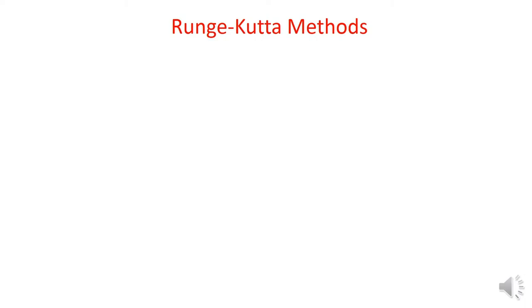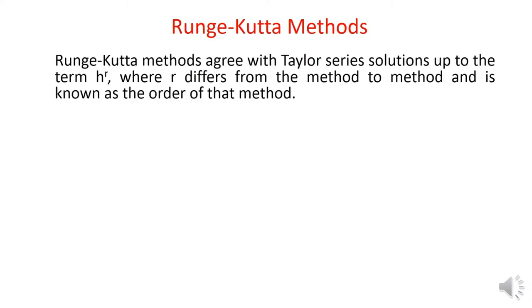जैसा कि आप जानते हैं, यह ऑर्डिनरी डिफरेंशियल इक्वेशंस को सॉल्व करने की न्यूमेरिकल टेक्निक है। रुंगे कुट्टा मेथड्स टेलर सीरीज सॉल्यूशंस से टर्म h^r तक एग्री करते हैं, where r refers to the method and is known as the order of that method. So अगर r is equal to 2 है तो सेकेंड ऑर्डर रुंगे कुट्टा मेथड हो जाएगा। अगर r is 4 then it is रुंगे कुट्टा मेथड of fourth order.